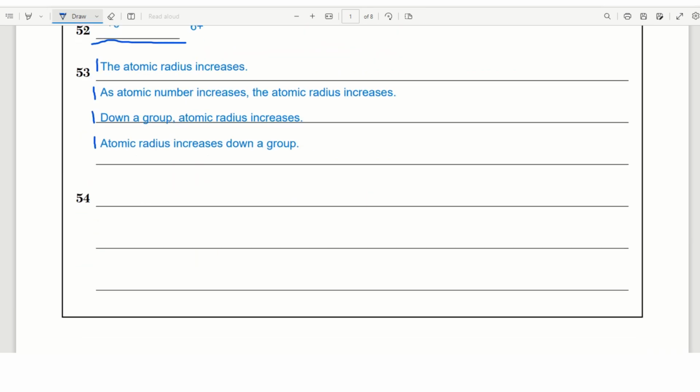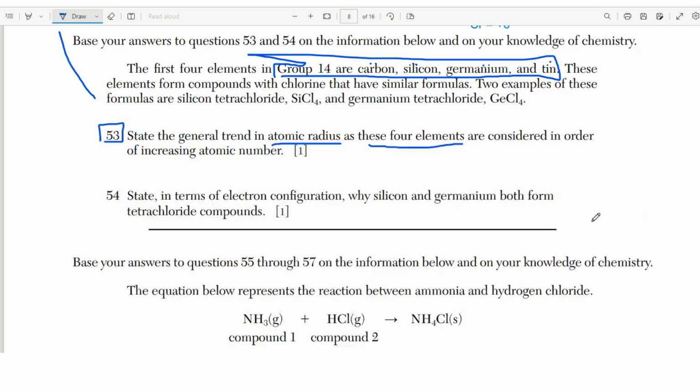All right. We have one more question on the front here, 54. State in terms of electron configuration. So we have to talk about the electron configuration, right? Why silicon and germanium both form tetrachloride compounds. Well, if you don't know, tetra means 4. But actually you didn't have to know that because look, silicon tetrachloride and germanium tetrachloride. I give you that up here.